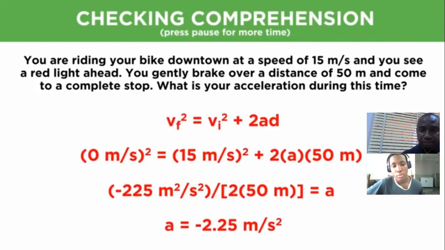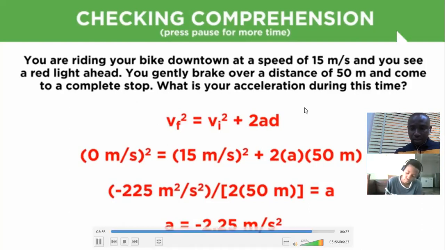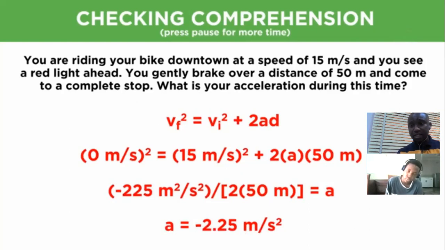So tell me what you did. What formula did you use? I used the initial velocity as 15, right? Not 0. Come on, it can't be 0. You said you're riding your bike downtown, so that means the initial velocity is no longer 0. It was already moving. And remember I said that once a brake is applied, your final velocity becomes 0, while your acceleration becomes negative, right? Do you understand this? Now try this on your own.